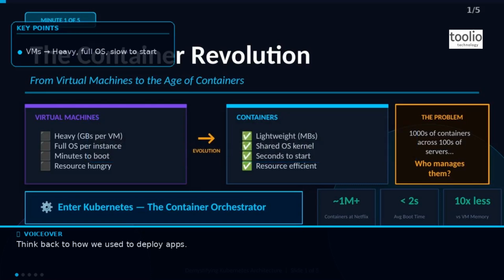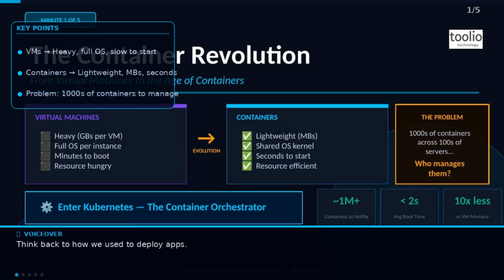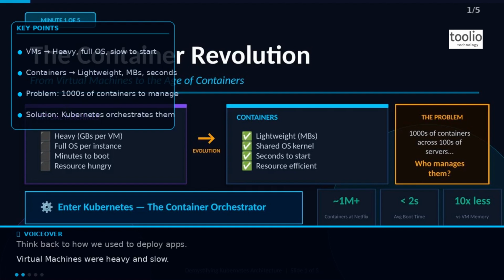Container revolution. Think back to how we used to deploy applications. We relied on virtual machines, large, heavy, slow to boot, and extremely resource-hungry. Each one needed its own full operating system. Then came containers. Lightweight, portable, blazing fast to start. Suddenly, teams could pack many more workloads onto the same hardware.